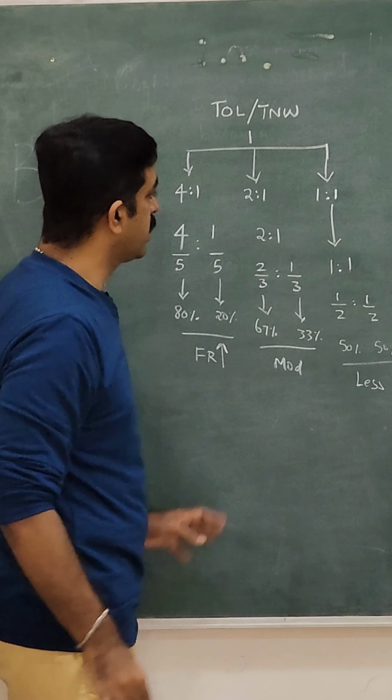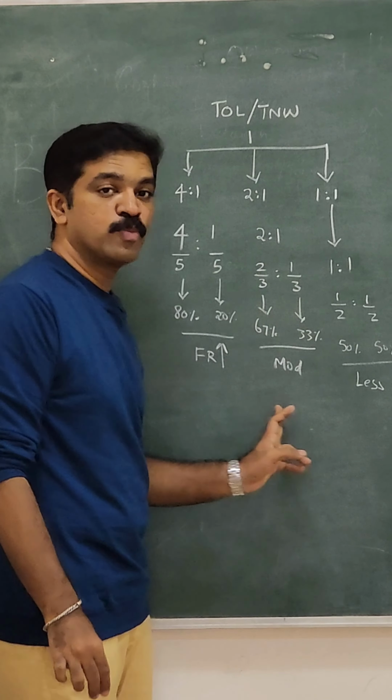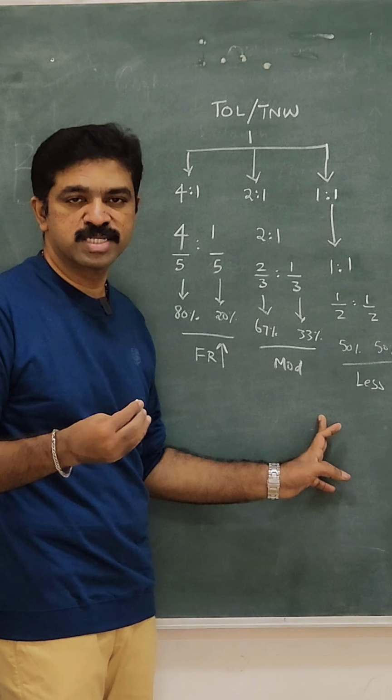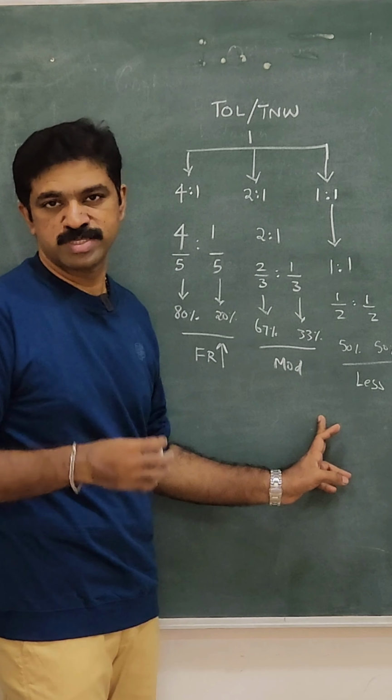So TOL by TNW ratio of different levels will communicate different levels of financial risk associated with the long-term solvency of the business.